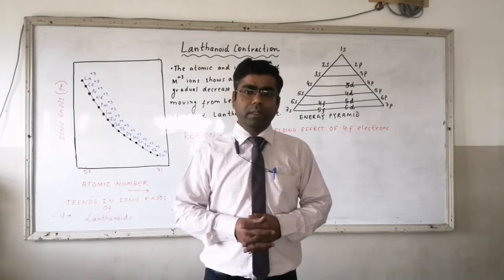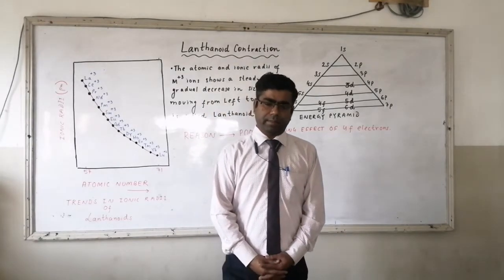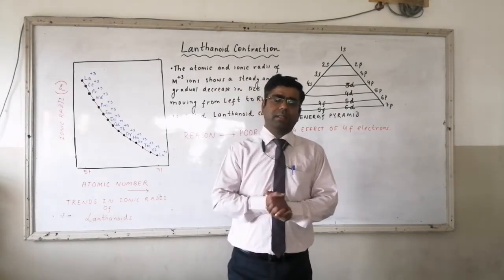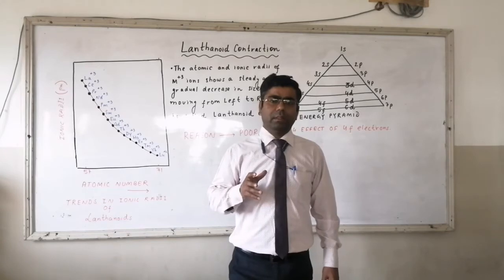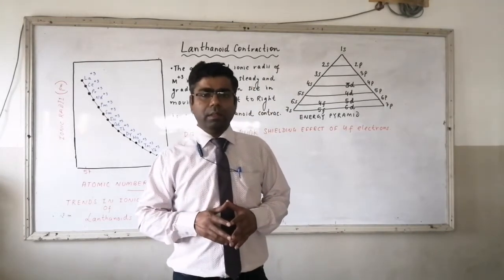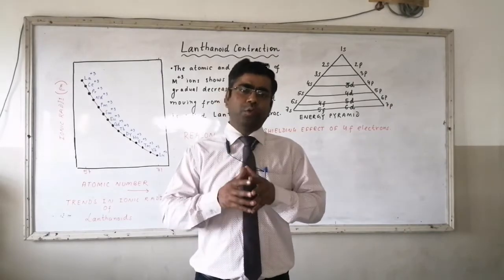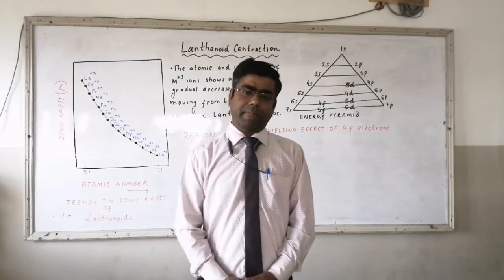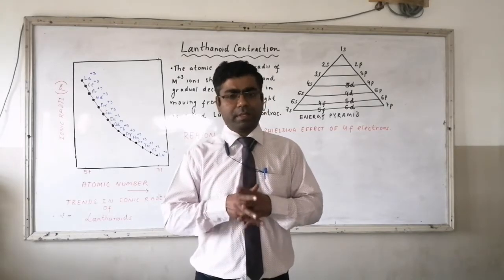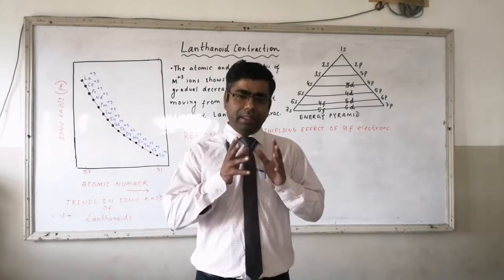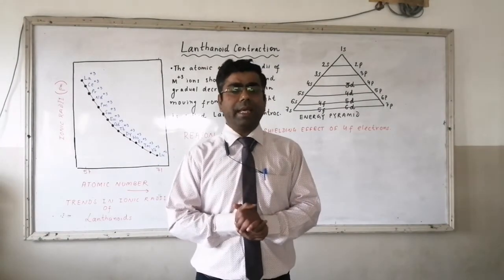You know it very well that members of 4f series are called lanthanoids, or the 14 elements followed after lanthanum, which is having atomic number 57, are called lanthanoids. Lanthanum with atomic number 57 is a member of d block, and it belongs to 5d series. It is the first member of 5d series, but still it is included with the lanthanoids for study purpose, because lanthanum closely resembles lanthanoids in its chemical properties.